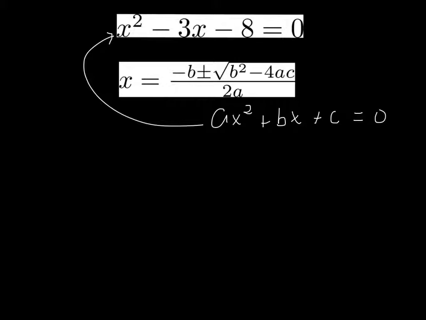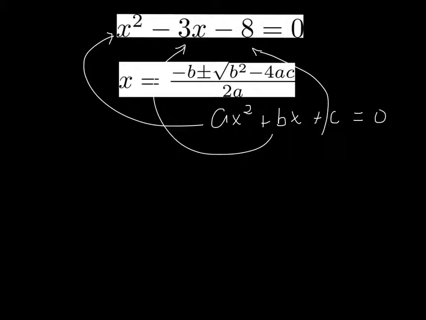Okay, so for the quadratic formula, the items that you need to identify first are your A, your B, and your C, because you're solving for x, and you're going to get two different answers. In the quadratic formula written like this, ax squared plus bx plus c equals 0. So in this case, A equals 1, B equals -3, and C equals -8.